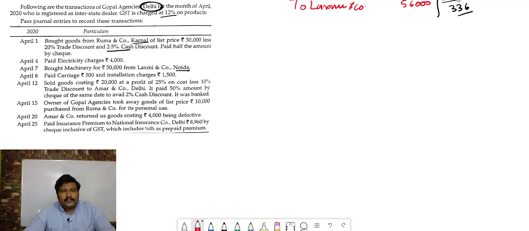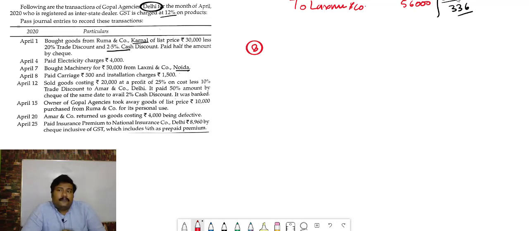Okay bacha, after that, April 8 is PET cartridge 500, installation charge 1,500. PET cartridge 500 and installation charge 1,500. This is relevant to the machinery. And I told you, on installation charge, carriage charge, and transportation charge, GST will not be applicable. And one more rule will be applicable in transaction number 8. I told you this at the time of journal only.